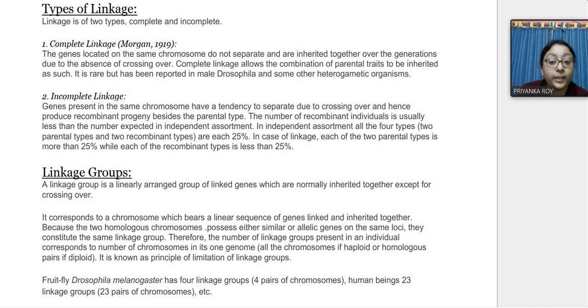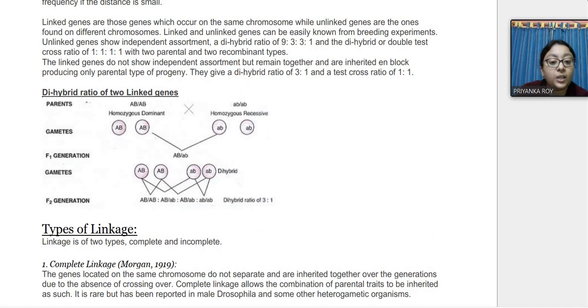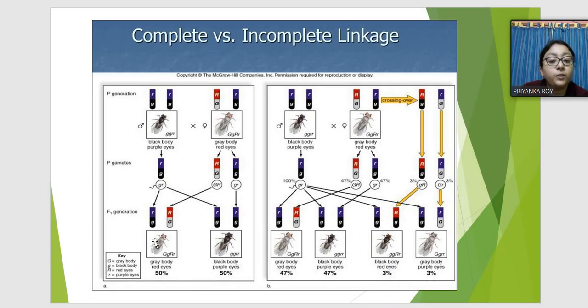This is all for the linkage group and the types of linkage. Here you will see 50% of each parental type in the F1 generation if it is complete. But if it is incomplete linkage and crossing over has occurred, then small g will come over here and capital G over here, and these two will again form these 2 gametes. The crossing over percentage is very low, around 3%, therefore the recombinant types will be much less than 25% each, and the parental types will be more than 25% each.